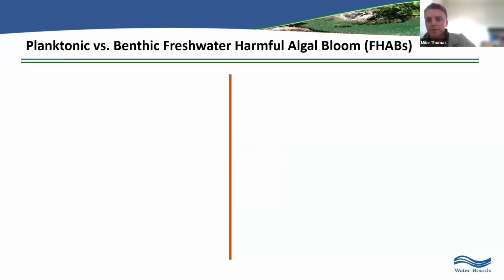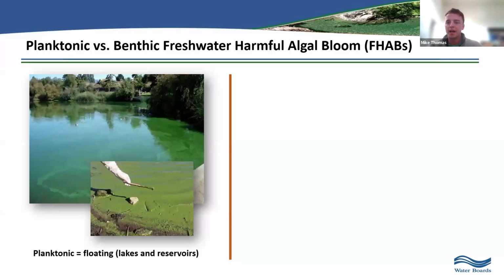So I know you all are familiar, but it doesn't hurt to quickly go over. When we're discussing HABs or harmful algal blooms, we need to keep in mind that there are two general types of blooms, planktonic and benthic. So planktonic HABs are your floating cyanobacteria that grow suspended and dispersed in the water column. Planktonic blooms are generally associated with lakes and reservoirs. However, some planktonic blooms can form in rivers, or river blooms can be seeded from upstream, like we have historically seen in the Klamath Basin.